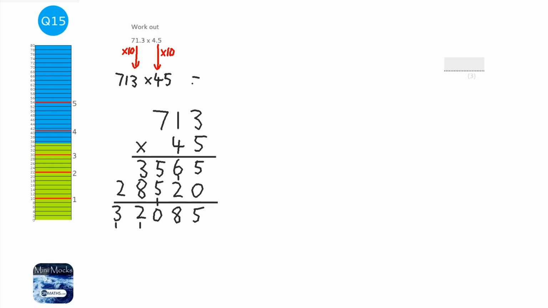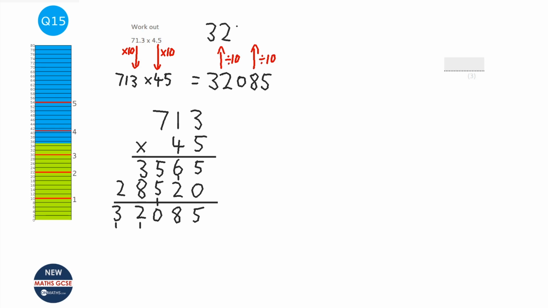So this is going to equal 32,085, but the problem is we times two numbers by 10, so we need to undo that. We do that by dividing it by 10 and then dividing it by 10 again. So in total we've divided it by 100. So it's going to be 320.85.